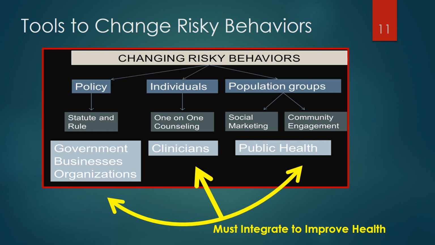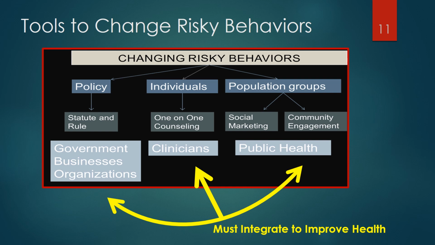Clinicians are trained in one-on-one counseling, another powerful strategy to change risky behaviors. Population-based interventions provide another potent behavioral impact and can be divided into two tool subsets: social marketing, and community engagement. Population-based expertise lies in the discipline of public health.